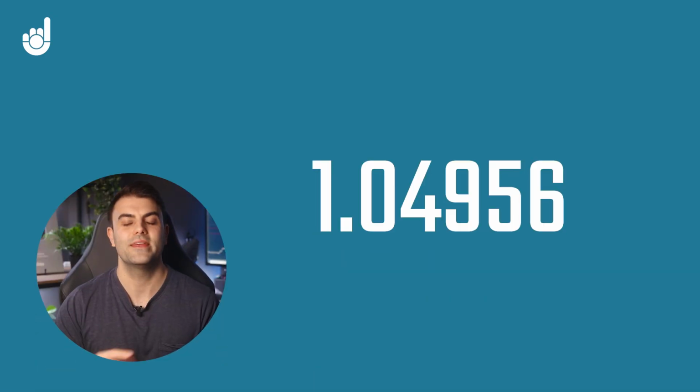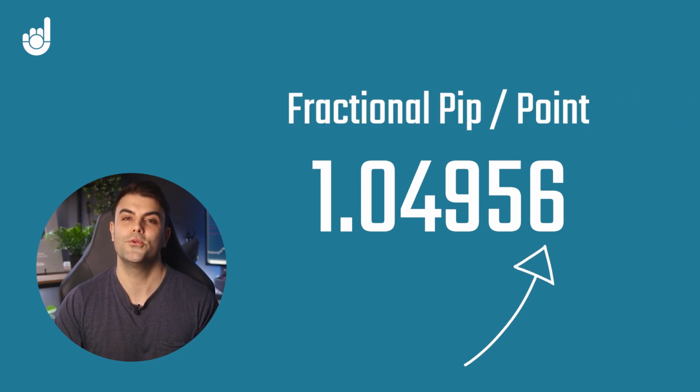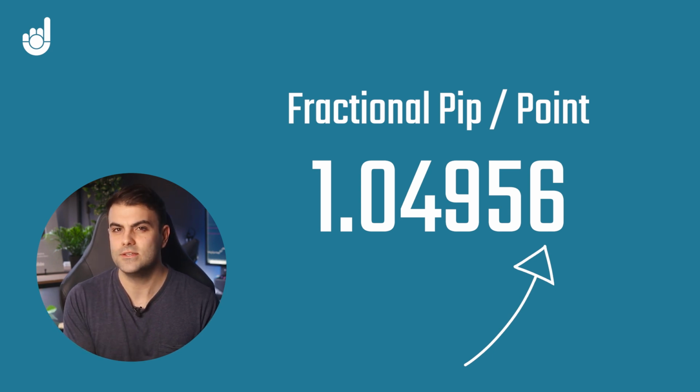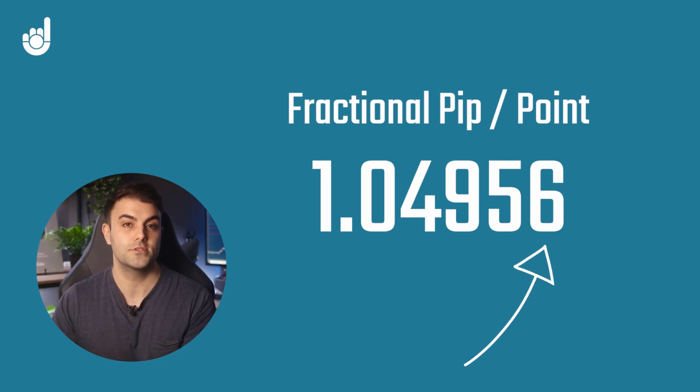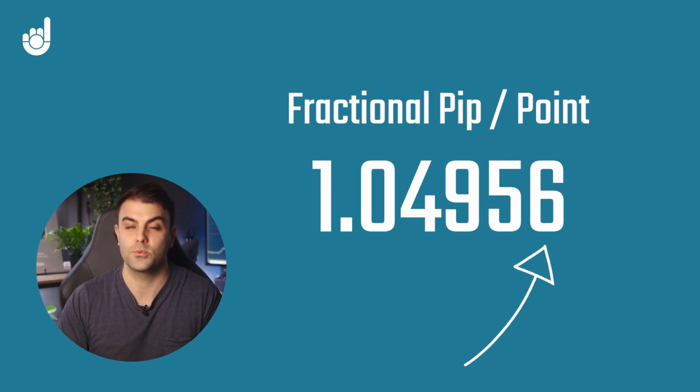Now, I did say that a PIP was traditionally the smallest movement in a currency pair, but you may find that some brokers these days add another decimal place to the end. This is known as a fractional PIP, or sometimes a point. It's good to know about these, but it's not really going to make a huge difference because most of the time the pips are all you're going to need for calculating most things with your trading.